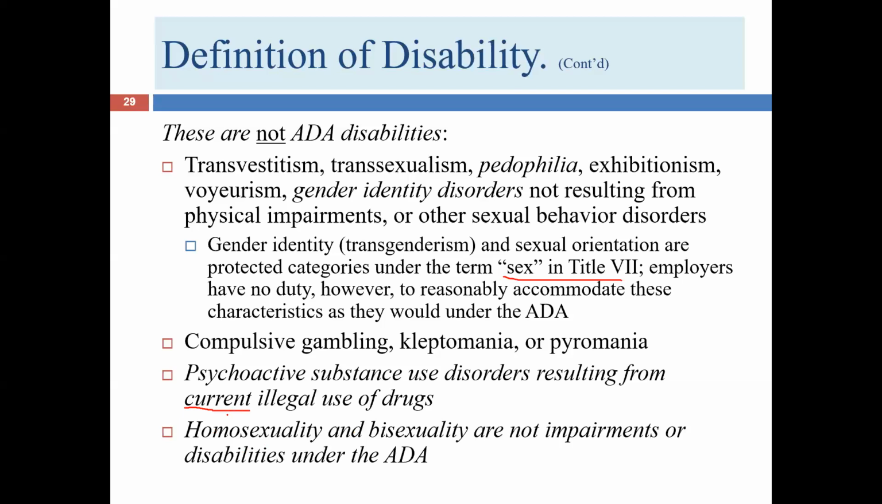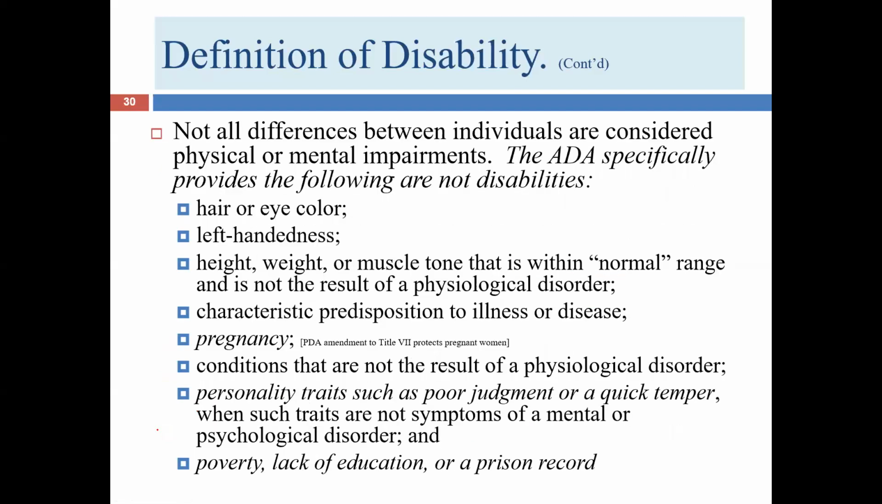And when current becomes past is not really well defined in the case law. If I used drugs yesterday, is that current use? Probably so. If I used drugs for the last time 365 days ago, is that current? Probably not. If it was a month ago, is that current or not? We're not sure. So lots of interesting issues along those lines. Again, we already said that homosexuality and bisexuality are not impairments or disabilities under the ADA. Again, though, they are a protected category under sex under Title VII.